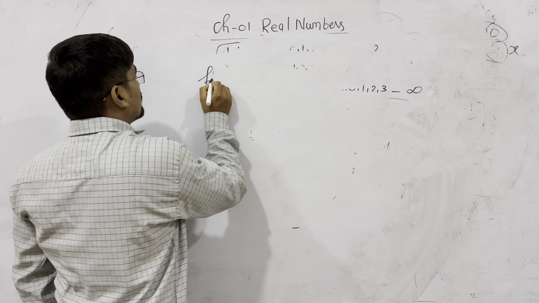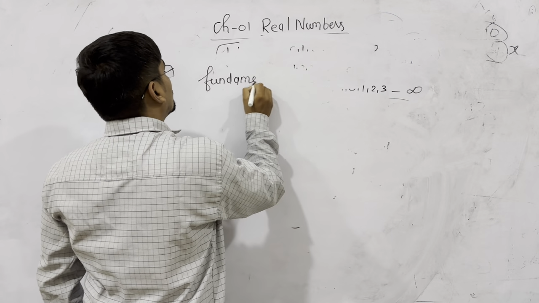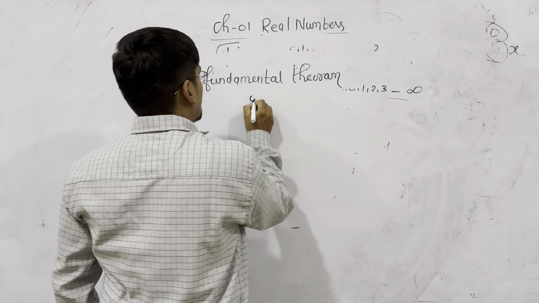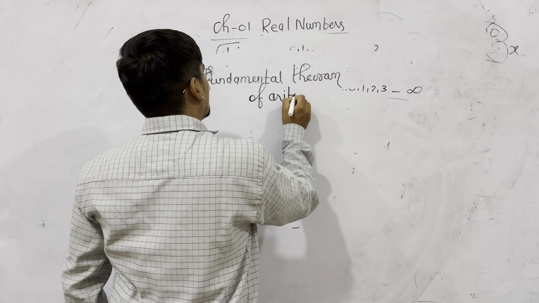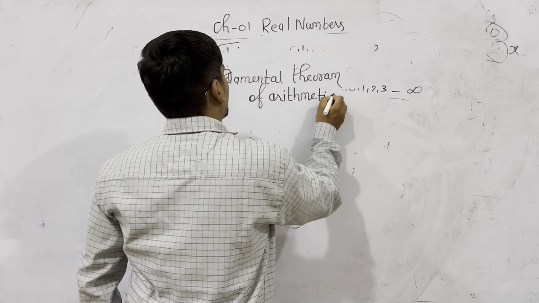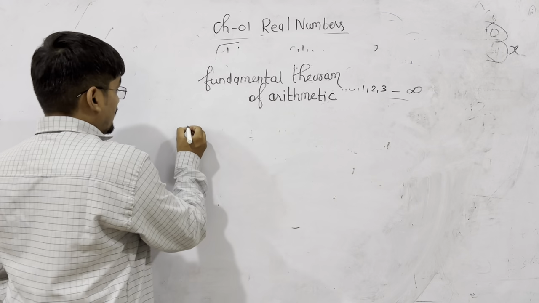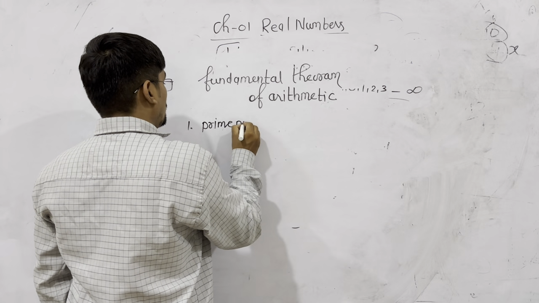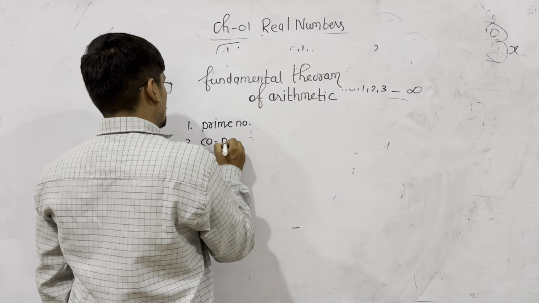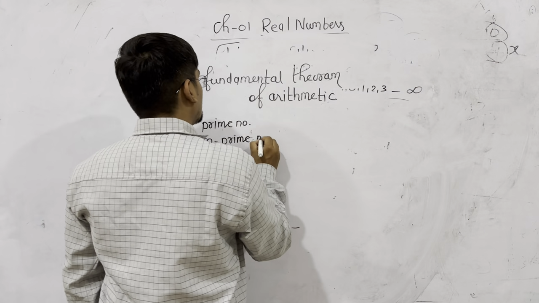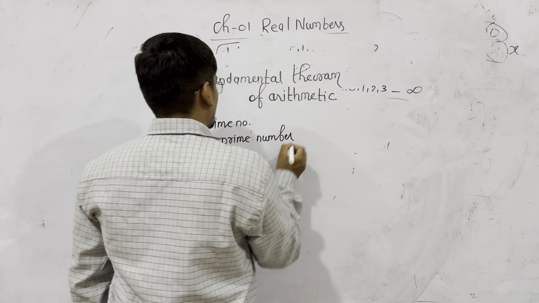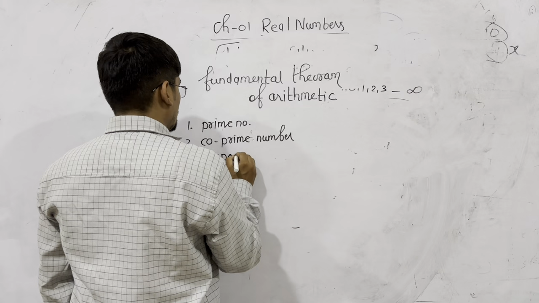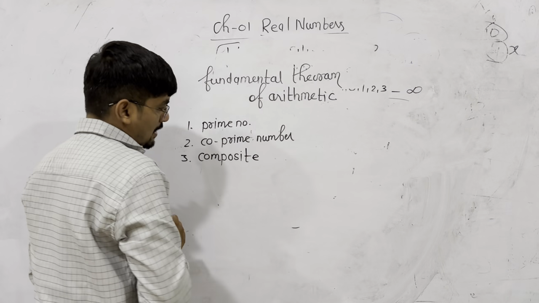Dear students, you have a theorem in class 10th chapter 1, the fundamental theorem of arithmetic. Sorry, I forgot to tell you about some numbers: prime numbers, co-prime numbers, and composite numbers.